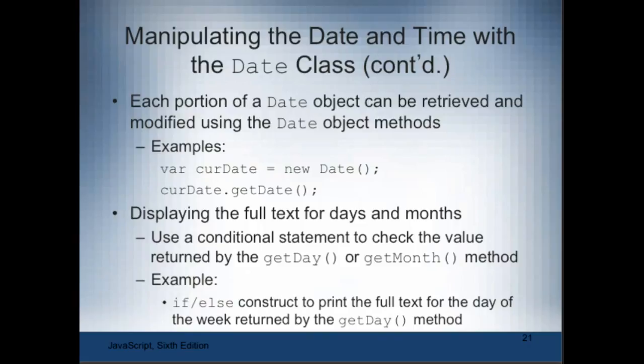If you want to display the full text for days and months, for example, Wednesday or January, then you can use a conditional statement to check the value returned by the getDay or getMonth method. For example, the following code uses an if-else construct to store the full name of the day of the week returned by the getDay method. Let's take a look.